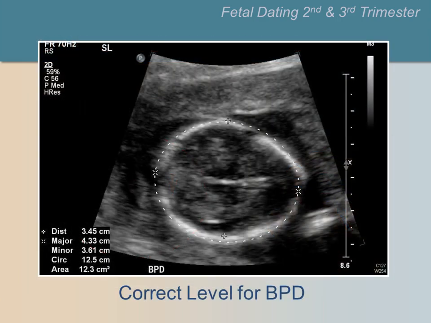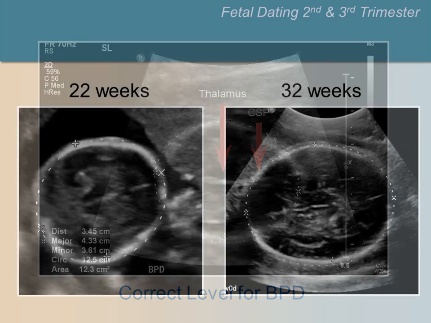The head can be in various positions. It is most important that the head be oval in shape and to scan at the level of the thalamus. Here is the thalamus. The CSP is also present here, but less distinct than in the previous image.